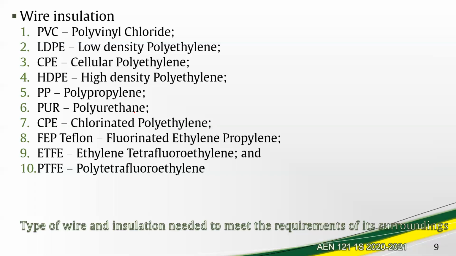We have LDPE, CPE for cellular polyethylene. We have HDPE, very common. That's also a generic plastic category. We have also PP, also a generic plastic category. That is polypropylene. And we have polyurethane, PUR. I think that's even just PU. But anyway, it's what's here. So we have also CPE, fluorinated polyethylene, Teflon, okay, fluorinated ethylene propylene, okay, Teflon, okay, ETFE for ethylene tetrafluoroethylene, and PTFE polytetrafluoroethylene.